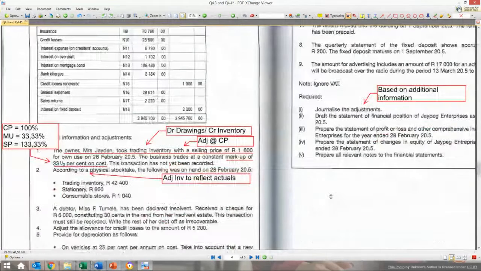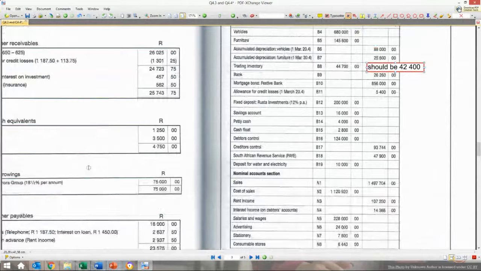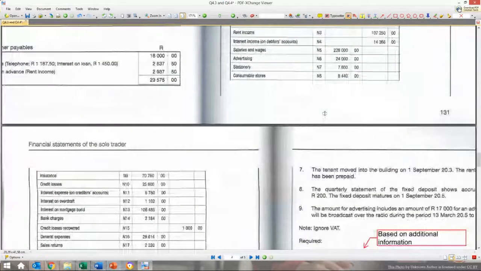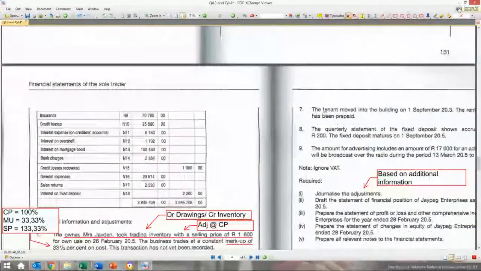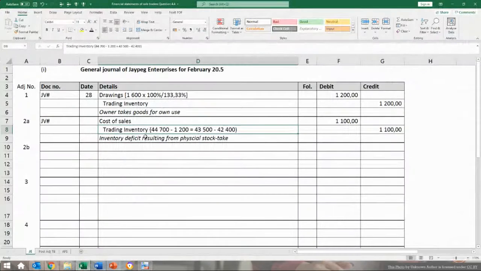Okay, let's quickly see what other information they gave you. Stationery, consumables. So the first thing we have to look at is trading inventory. We also remember, because point 1 was not accounted for as yet, we also have to adjust that amount at the top with the 1,200, which we only recorded in the transaction just before that.